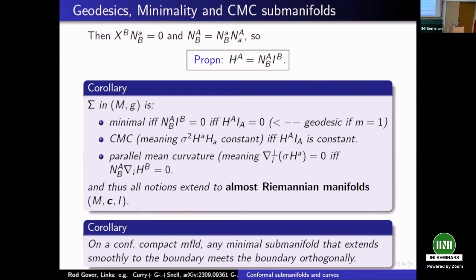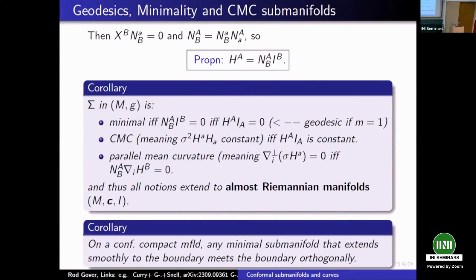But you can also handle CMC. And it's interesting what that might mean when it's not codimension 1, but you can mean that the mean curvature has constant length. That's sort of one notion of CMC. And that's exactly the condition that this mean curvature tractor into the scale tractor is constant. So again, a very nice condition.